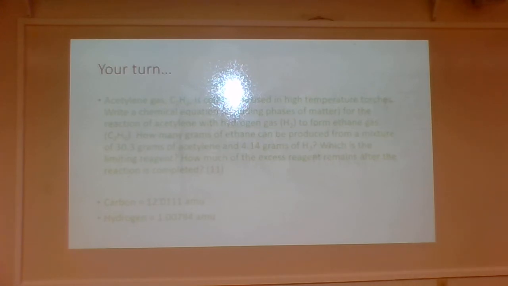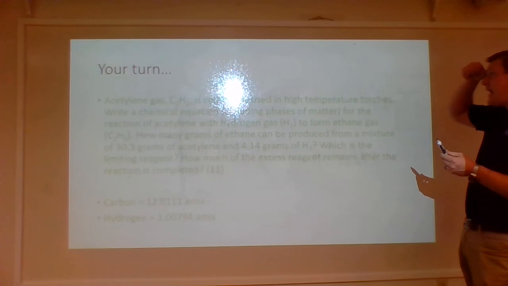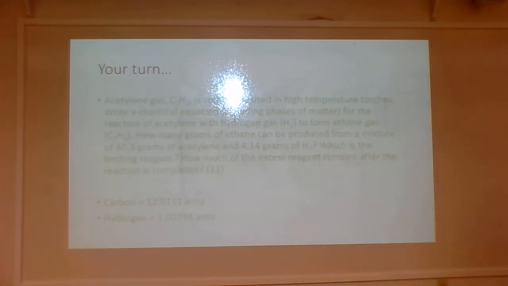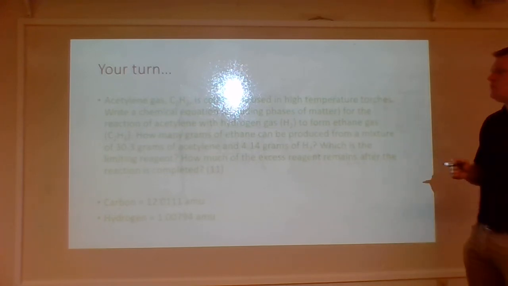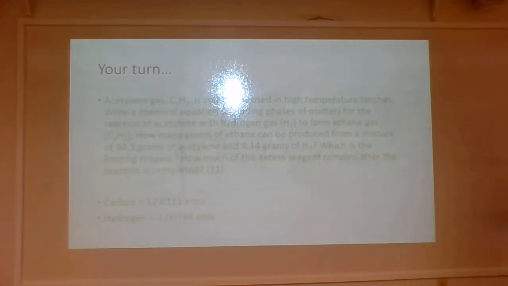Okay, so this is the last slide. Acetylene gas, C2H2, is commonly used in high temperature torches. Write the chemical equation, including the phases of matter, for the reaction of acetylene with hydrogen gas to form ethane gas, which is C2H6. How many grams of ethane can be produced from a mixture of 30.3 grams of acetylene and 4.14 grams of H2? Which is the limiting reagent? How much of the excess reagent remains after the reaction is completed?